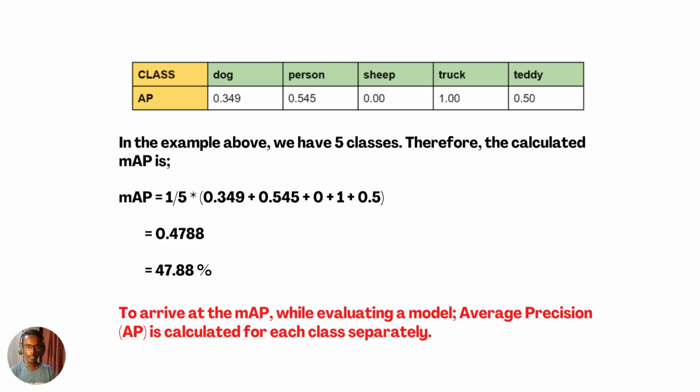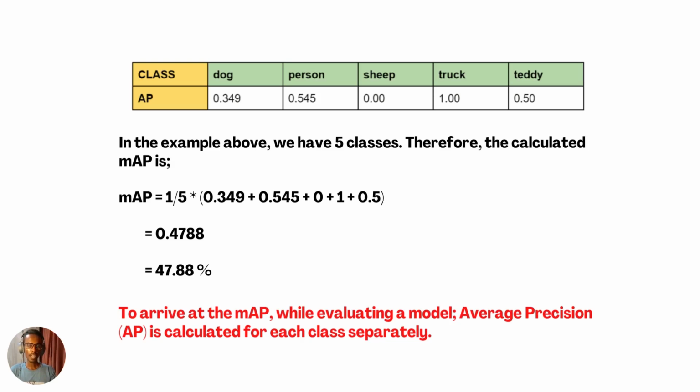So in the previous slide, we have computed the average precision for different classes. And since we have 5 classes, we sum all of the average precision values and divide it by 5. And in this case, the mean average precision is given as 47.88%.